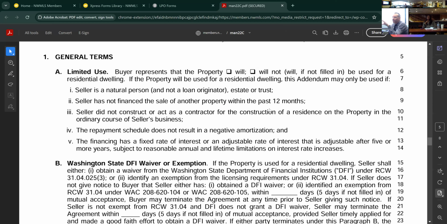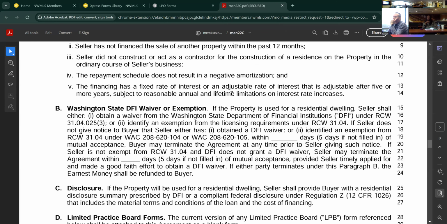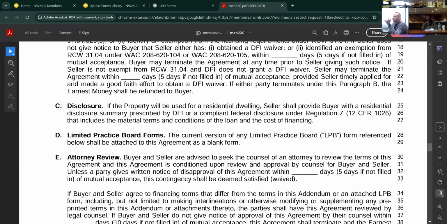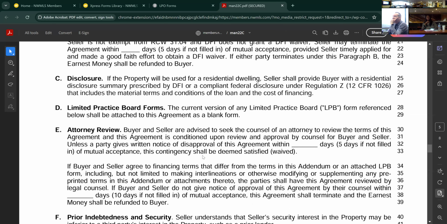This is all the same stuff we went through on the earlier section. And then, of course, Washington State DFI waiver or exemption. If the property is used for a residential dwelling, seller shall either 1, obtain the waiver. Same thing. That's exactly what we read above. And then disclosure, same. Limited practice board forms, same thing. Attorney review. So here's the section on what we read.